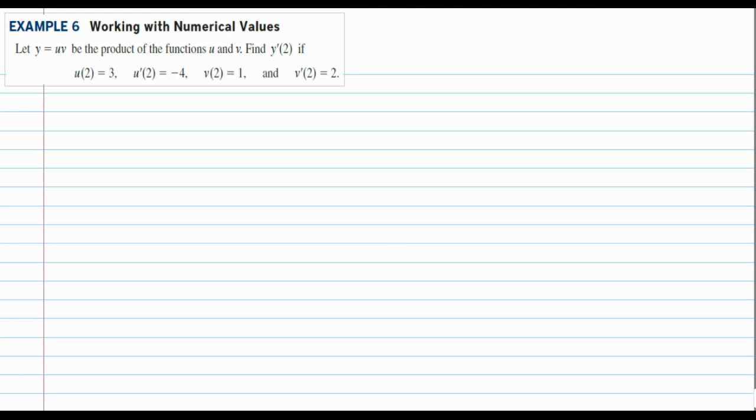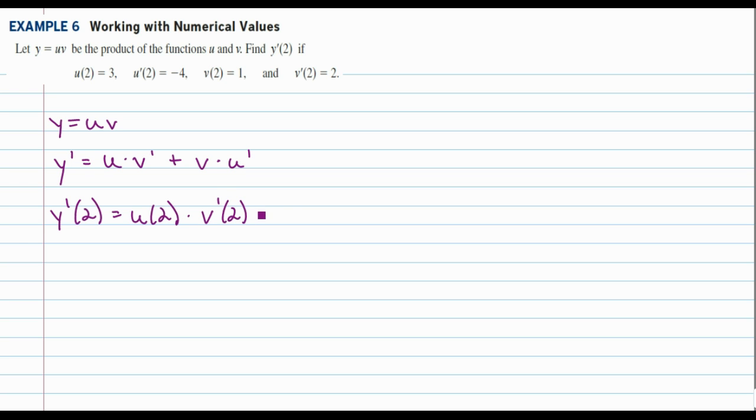So we're going to say that y equals u times v, and we want to find y prime of 2. Well, if y equals the function u times the function v, to take y's derivative, I need to use the product rule. So I'm going to use u times v prime, and then add v times u prime. Well, I've got numbers for those. So y prime of 2 is going to be each of these evaluated at 2: u of 2 times v prime of 2 plus v of 2 times u prime of 2.